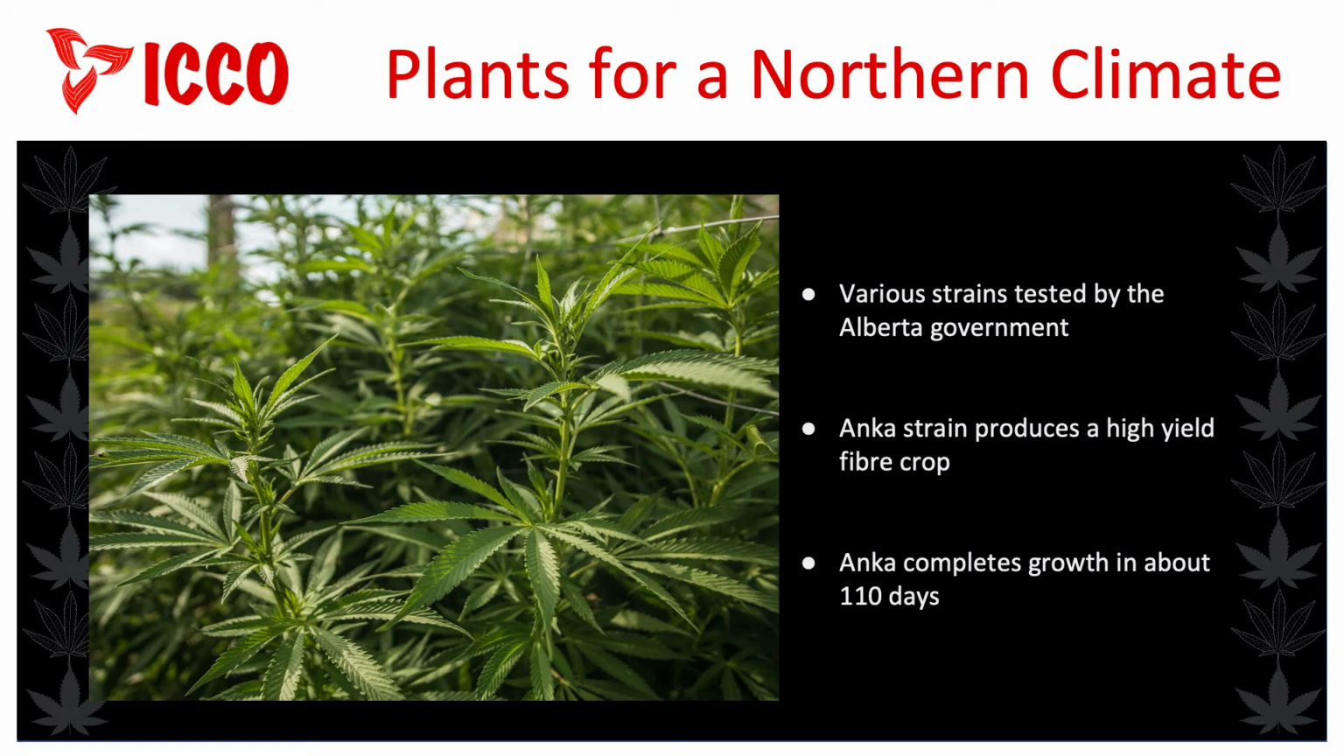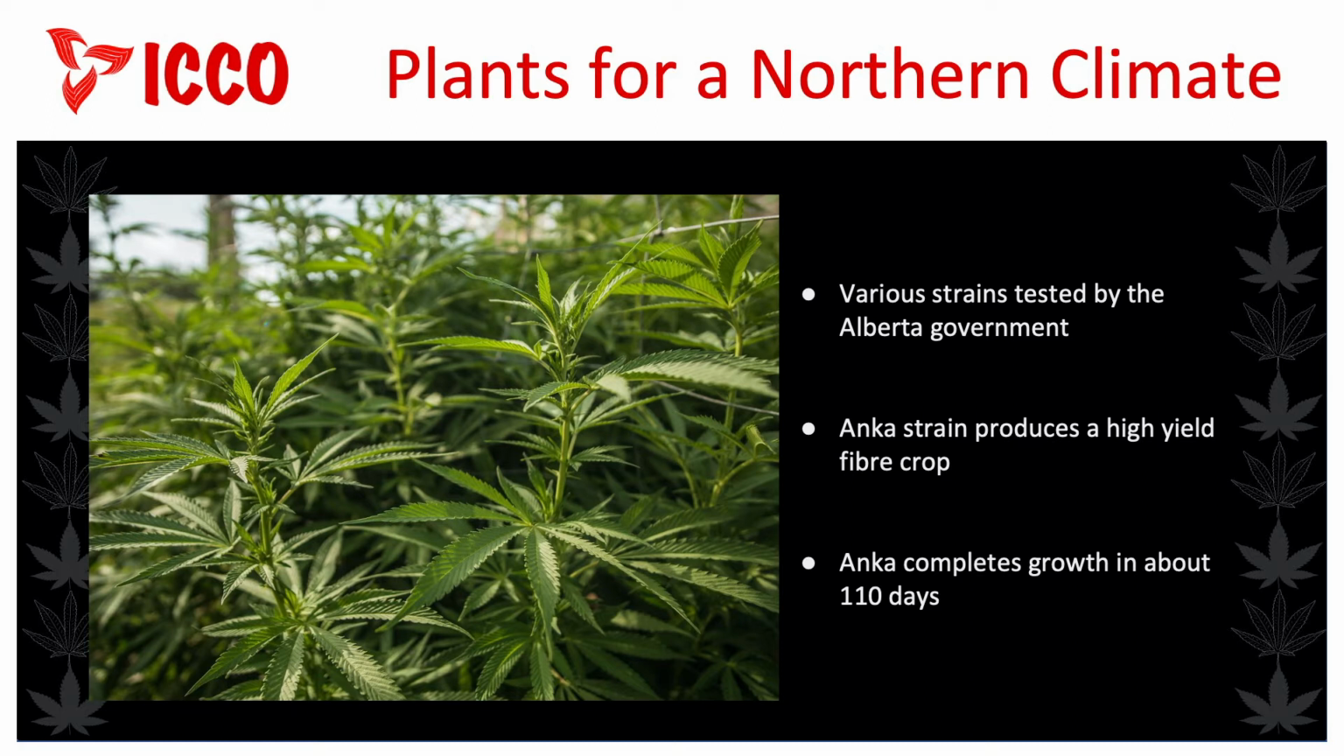Crop trials and field testing conducted in northern Alberta in 2018 found that the Anka strain had the highest fiber yield of tested strains. Anka is the second most commonly grown strain in Ontario. Anka plants will complete their growth cycle in about 110 days, but you will want to harvest the crop before it blooms for better quality fiber. We will go over this point later.